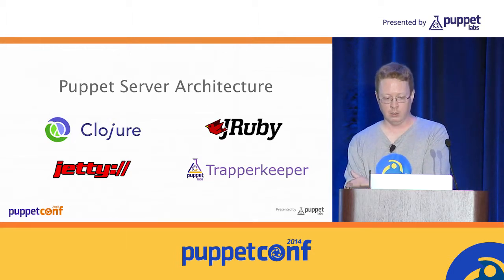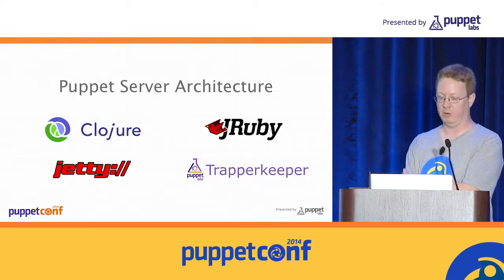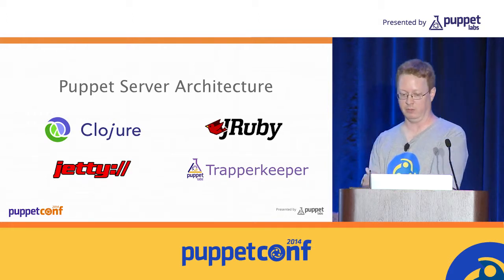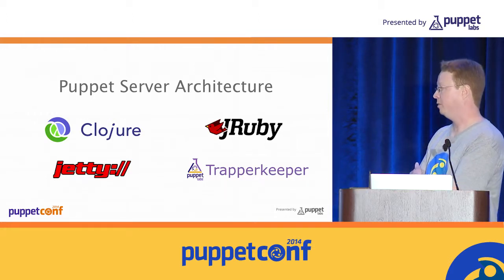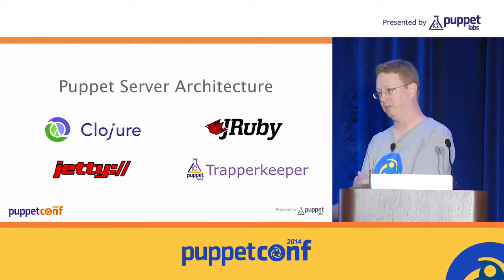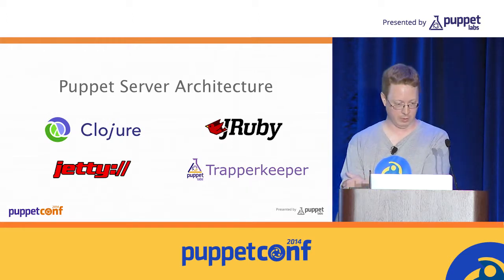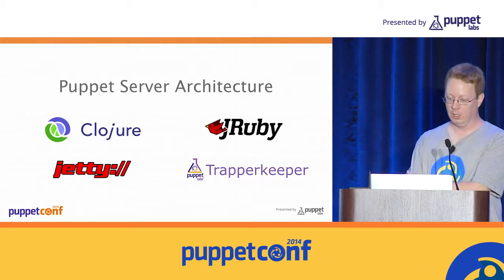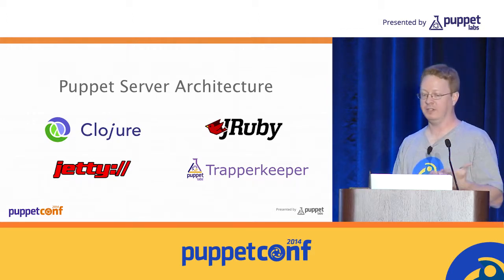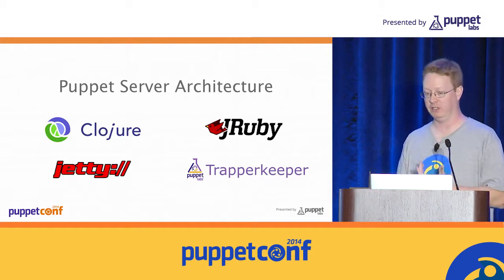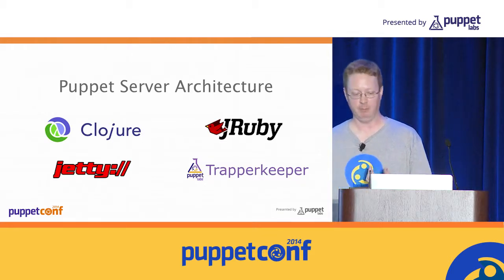So Clojure as the implementation language, the embedded Jetty web server, and our Trapper Keeper application framework, those are all things that we brought over from PuppetDB. And then we've also added JRuby to the mix. So the runtime underlying all of these technologies, obviously, is the JVM.